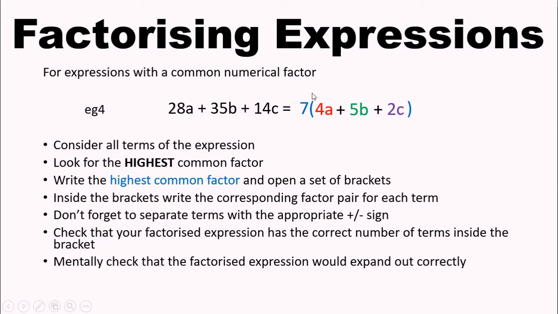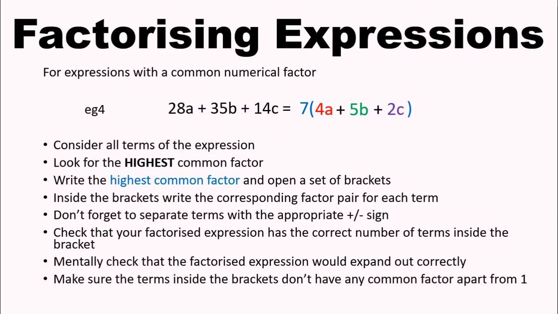So if I were to multiply this through, I know I've got 7 gift bags, I know what I've got inside those gift bags, but did I lose anything in the process? 7 times 4a would make 28a. 7 times 5b would make 35b, and 7 times 2c would make 14c. So it does expand out correctly.